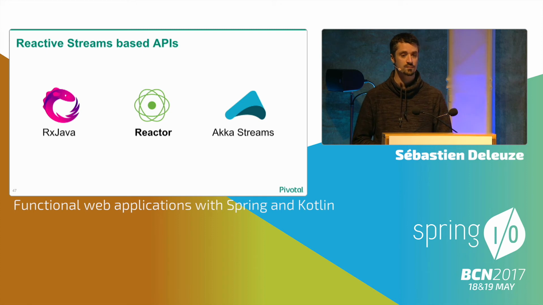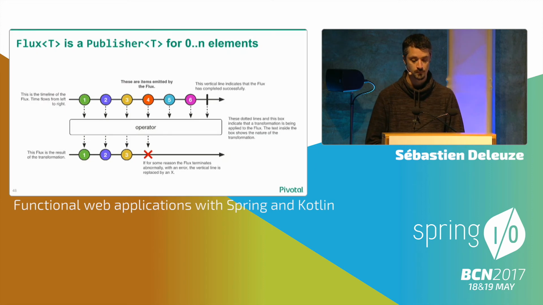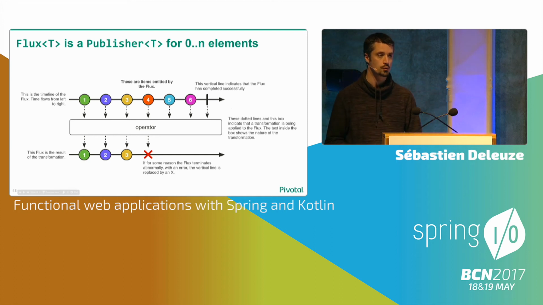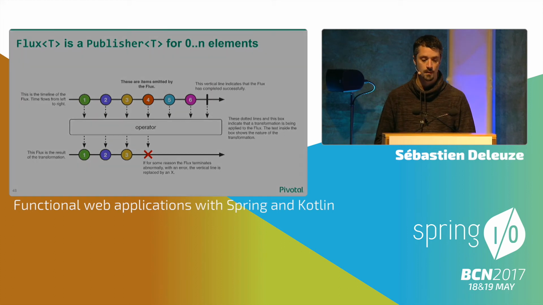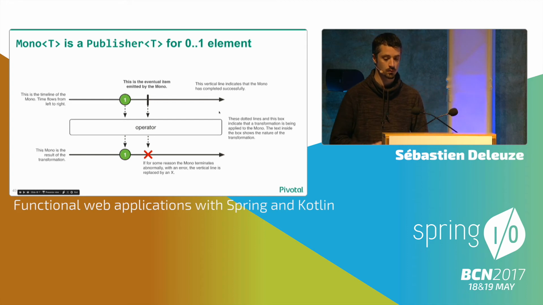You have a few Reactive Streams-based APIs: RxJava 2, Reactor Core 3, Akka Streams. In the coming examples, I will use Reactor, but you can use the one you prefer. Flux is a Reactive Streams publisher for 0 to n elements, and it provides a rich set of operators to transform your incoming data. Mono is the same, but for a single element, so it provides a subset of operators that are suitable for 0 or 1 element.